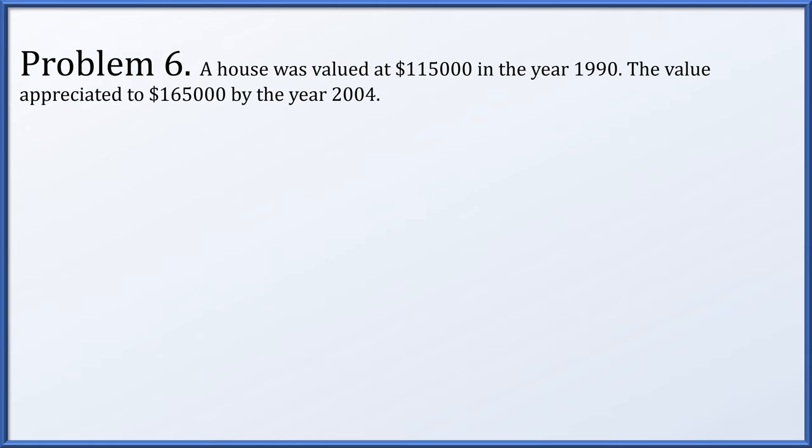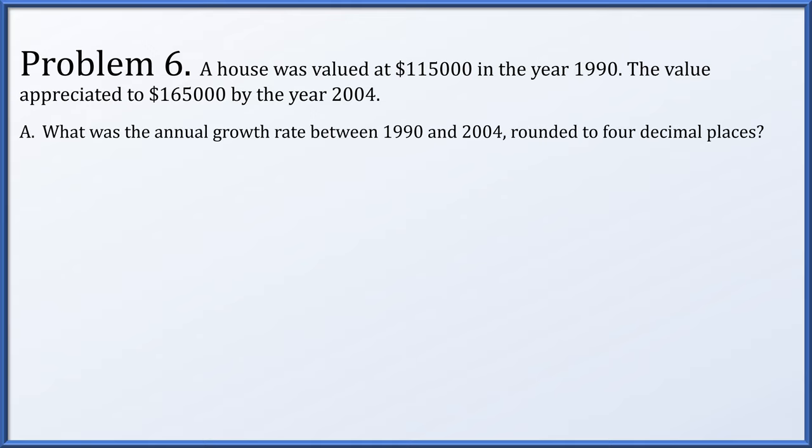Problem 6. A house is valued at $115,000 in the year 1990, and the value appreciated to $165,000 by the year 2004. What was the annual growth rate between 1990 and 2004, rounded to 4 decimal places? We're going to use the formula that the value after T years is given by P, the principal, times (1 plus R), the rate of appreciation, to the T, where T is measured in years. First, the value at year 1990 is known to be 115,000.